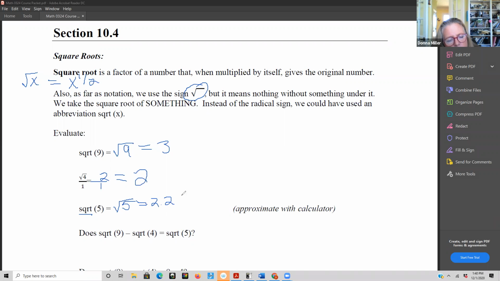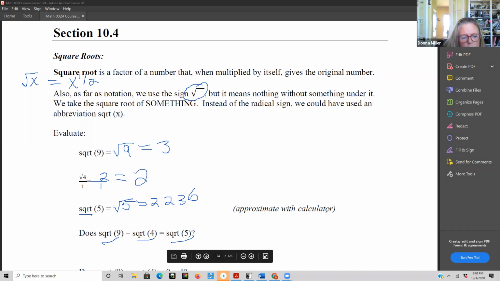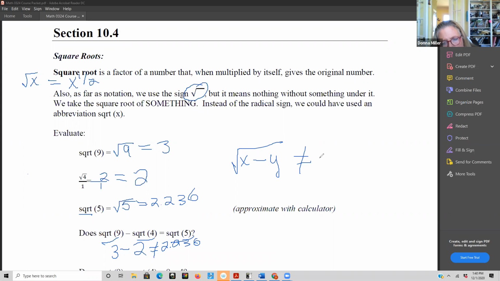Oh, I see why we're doing it. Okay. So the question they asked is: is the square root of 9 minus the square root of 4 equal to the square root of 5? Because square roots have rules associated with them like anything else. The square root of 9 is 3, the square root of 4 is 2. That does not equal the square root of 5, which is 2.236. So one of the more common mistakes that you see in algebra: the square root of x minus y does not equal the square root of x minus the square root of y, right? There's just different rules. That's true for a sum too. If this were plus, that's not true here.